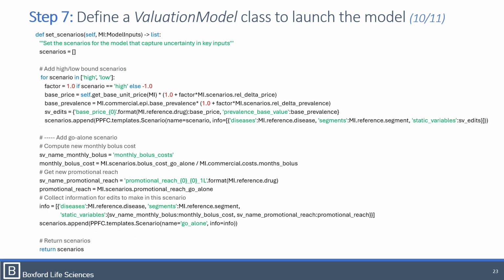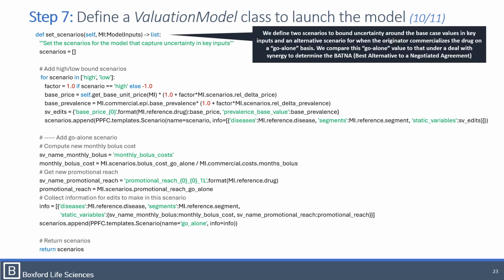The last piece of information we need to define the model, again in the language that PPFC is going to accept to build the model, is the language that defines the scenarios. Here we do that through another routine, set scenarios. We're going to define two different types of scenarios. We're going to define a set of high and low scenarios that are being bounded based on uncertainty in the list price and the prevalence.